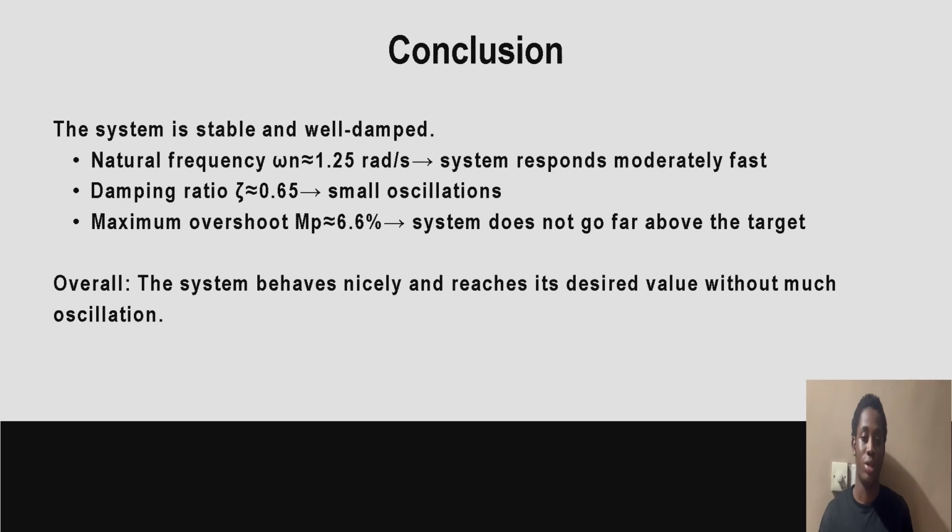The results indicate that the system is stable and well damped. The natural frequency shows that the system responds at a moderate speed. The damping ratio of 0.65 means oscillations reduce quickly. The maximum overshoot of about 6.6% shows that the system does not exceed the desired output significantly.